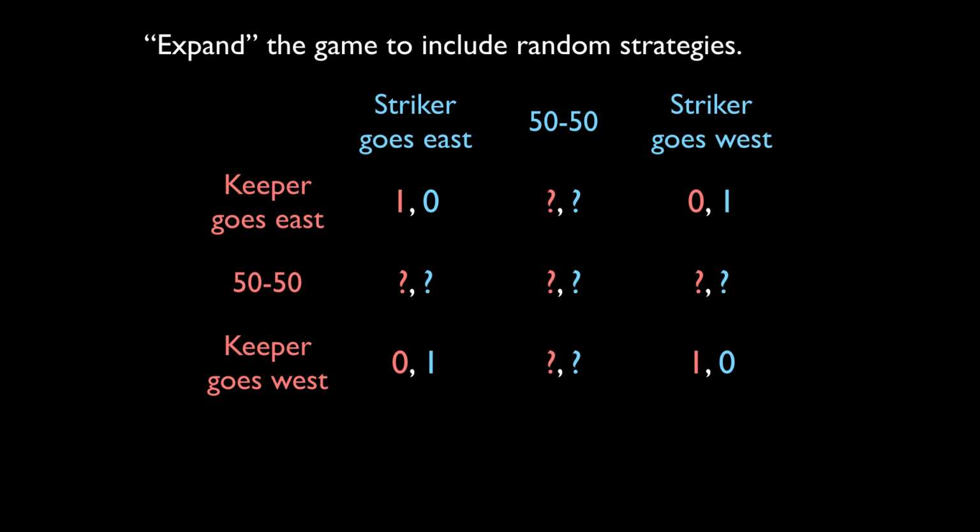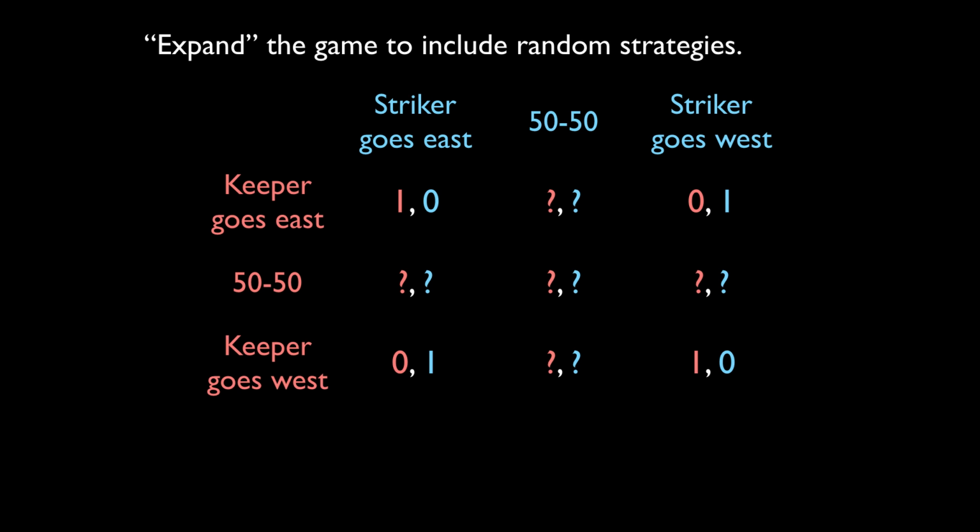Does that make sense? What we're doing? People randomize, so we add randomization as a strategy. The only question then is, how do we put those numbers in there? If I go 50-50 and you go east all the time, we have to fill those numbers. How are we going to do that? Yeah, it'll be 0.5. But how do we get those numbers? Yeah, exactly. It's kind of like expected value.